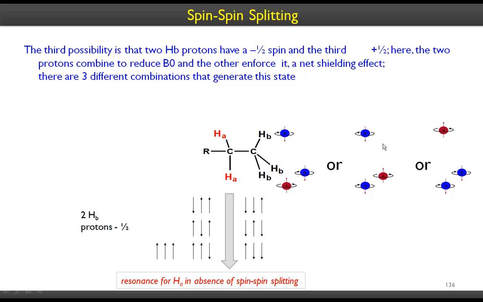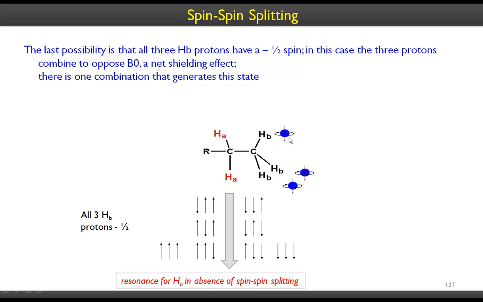And again, there are different orientations, but the net effect is the same. So that's why we have this one peak coming from all these three orientations. Two are opposing, one is reinforcing. Here two are opposing, this one, then one is reinforcing. So all these orientations would give the peak at the same place.